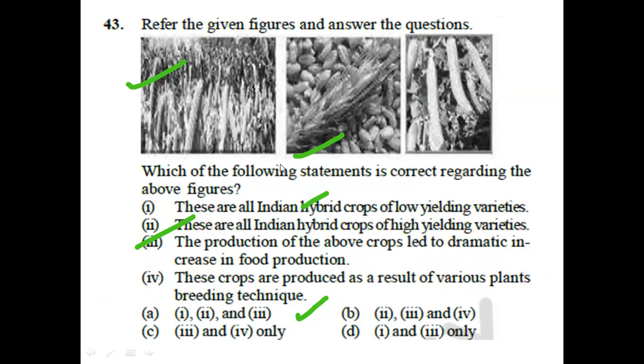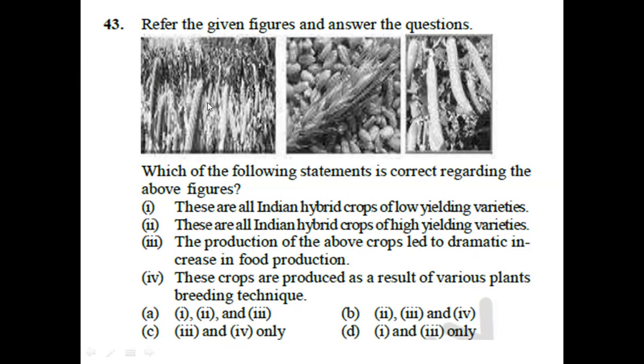Refer to the given figure and answer the following question. So in this case, the first one is the wheat. The second one, first is maize. Second one is the wheat. Third one is the pea. Which of the following statements is correct regarding the above figures? So these are all the Indian varieties of crops, low yielding variety. These are all Indian hybrid crops of high-yielding variety. These are all Indian crops of high-yielding variety.